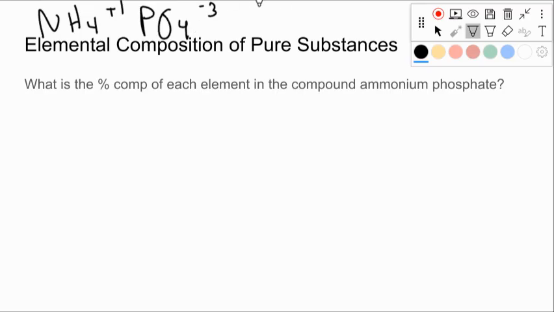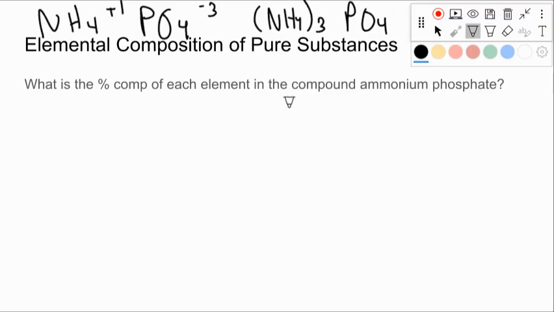So when we do that, I need to use a set of parentheses. The 3 goes on the outside. And then I only need 1 phosphate because its charge was already negative 3. So now I would have 3 times positive 1 for each of these, which would give me positive 3. That would cancel my negative 3.